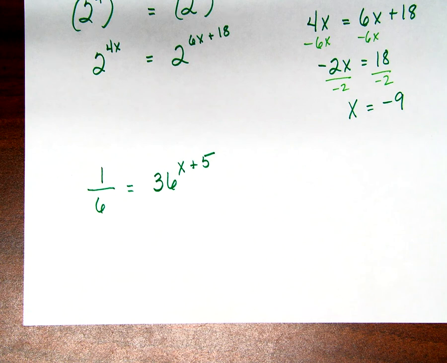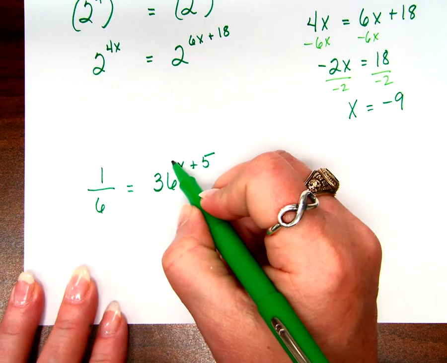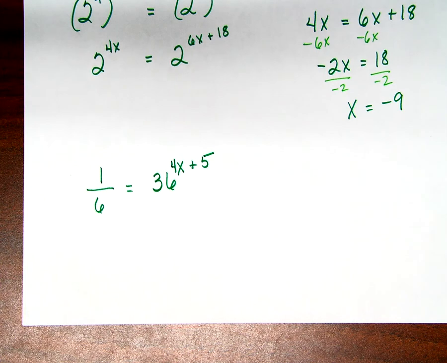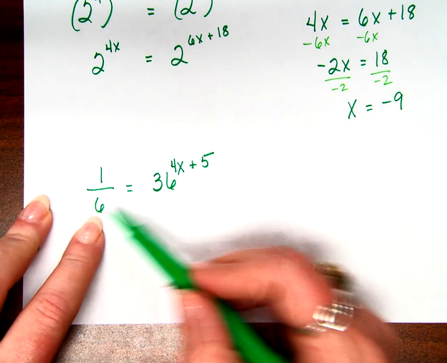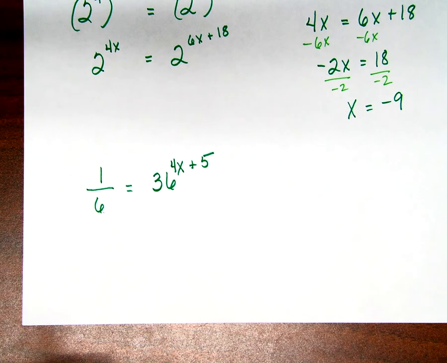Can I change something real fast? Not change it, just add something to it. Is that okay? I want to put a 4 in front of that x. So 1 over 6 equals 36 to the 4x plus 5 power. Okay? What kind of base do you think we want to use? Well, the numbers we're dealing with are 6 and 36. What kind of base do we want to use? Yeah, how about 6? That's a good choice, right?